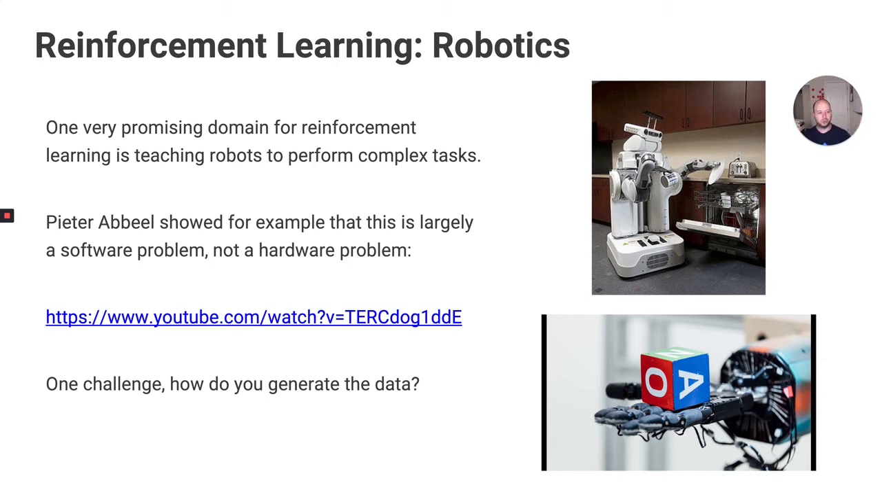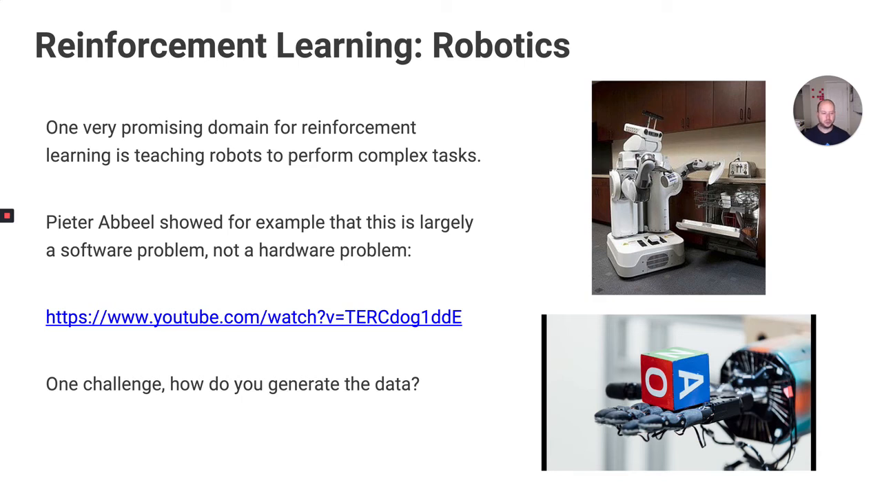One of the really cool examples of the software problem here was shown by Pieter Abbeel, where he basically showed this video of all these robots doing the dishes and folding the laundry, and people were like, oh my god, AI can do this. And then at the end he was like, no, AI can't do this. These are remote controlled robots, but it just kind of proves that the hardware is there, but the software is something that we can't solve.